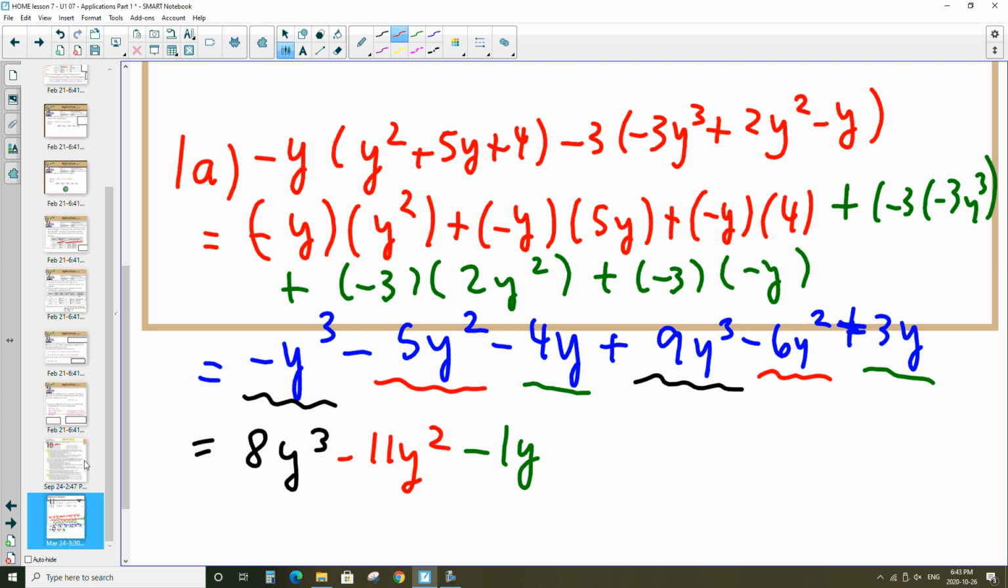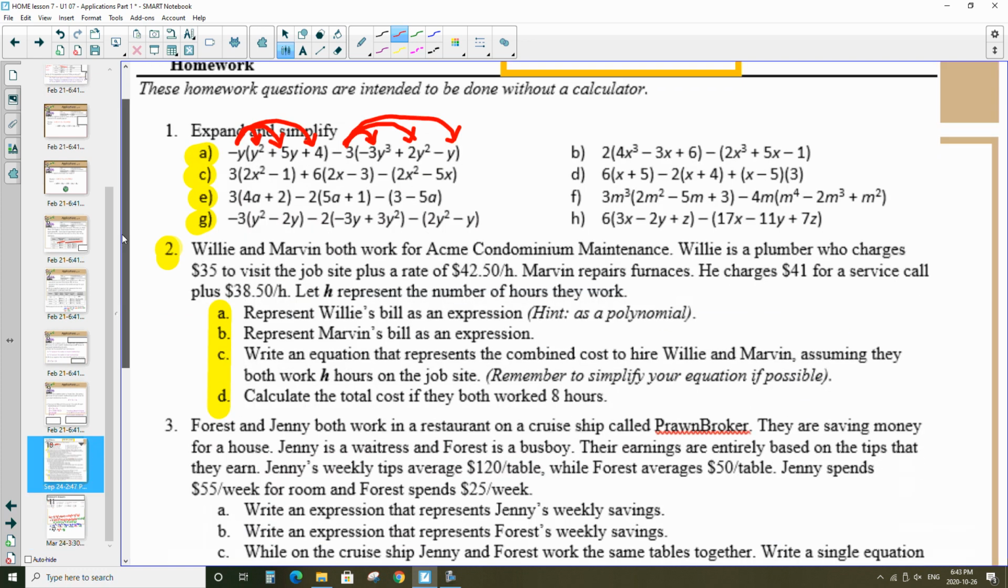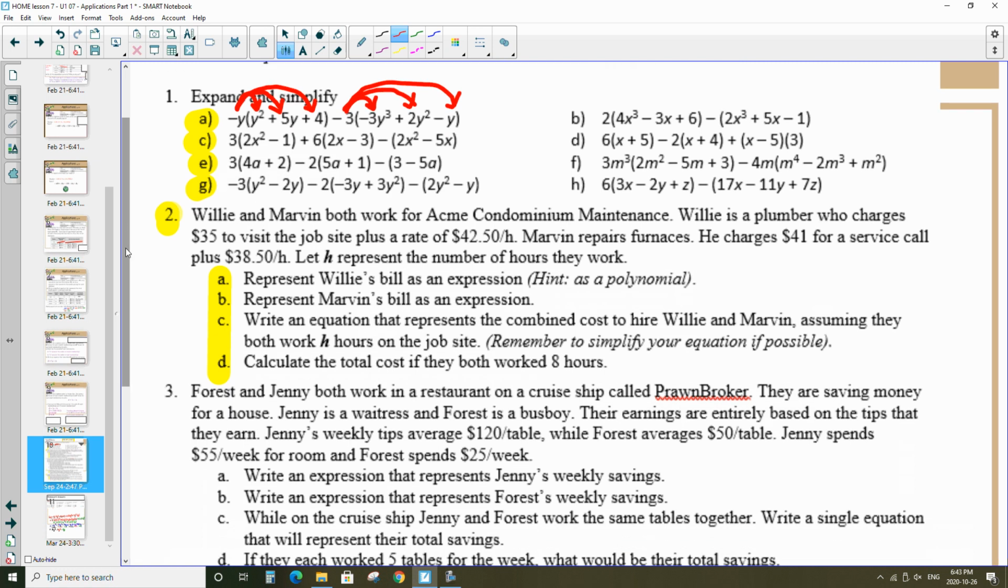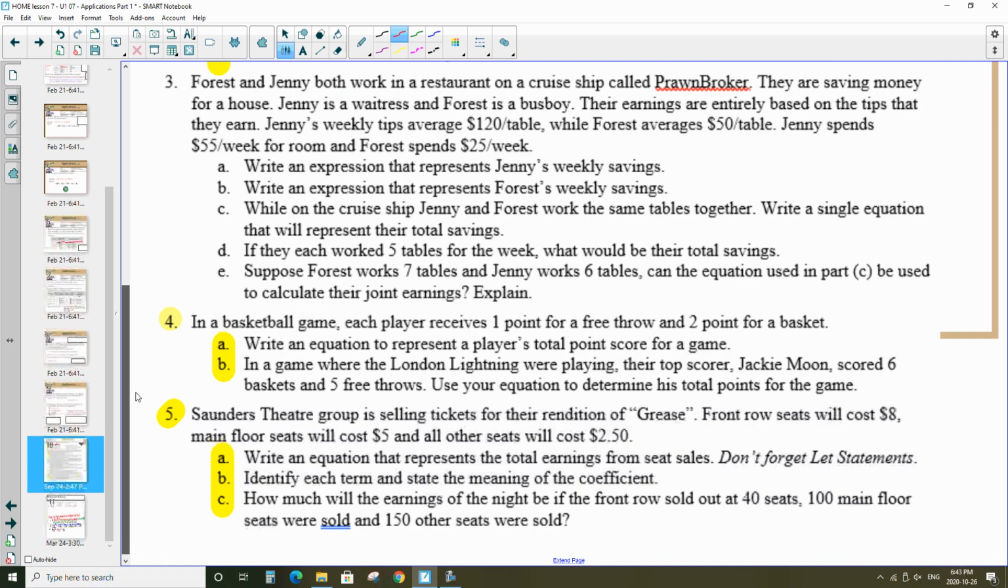So you're going to need to show your steps for these questions, as always. And then there's a word problem, and then a couple more word problems down here.